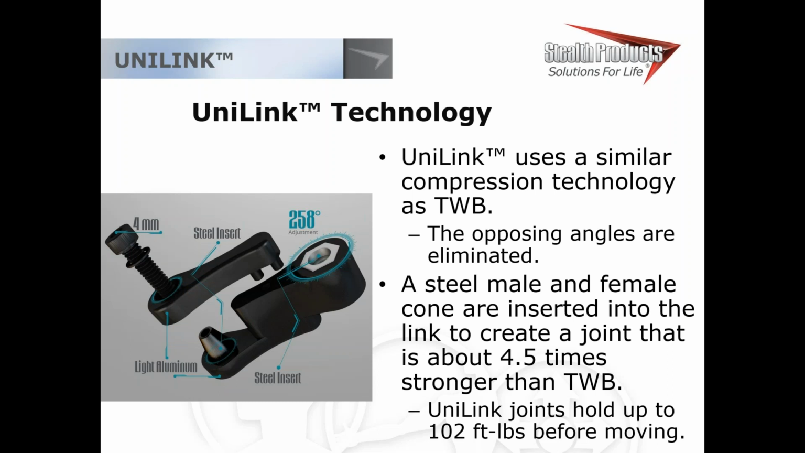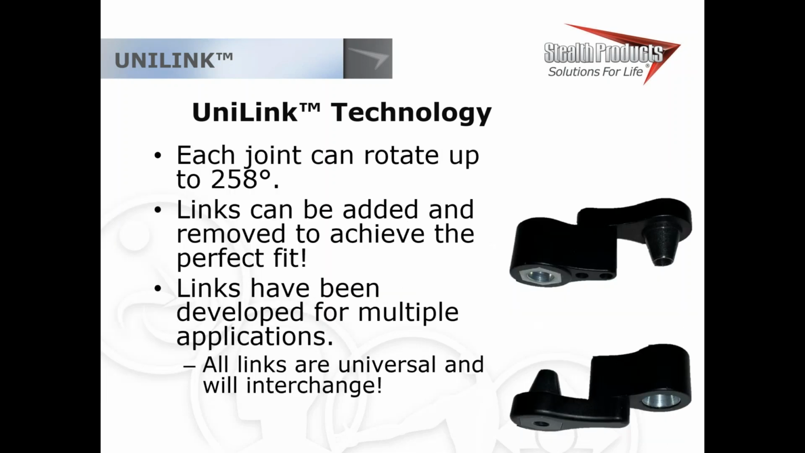So pretty significant improvement, and it is definitely shown here. We had a previous generation of Unilink that was all aluminum, and the steel version is still 2 to 3 times stronger than that. Each joint now is going to rotate up to about 258 degrees. So we did sacrifice a little, but we gained a lot here, right?